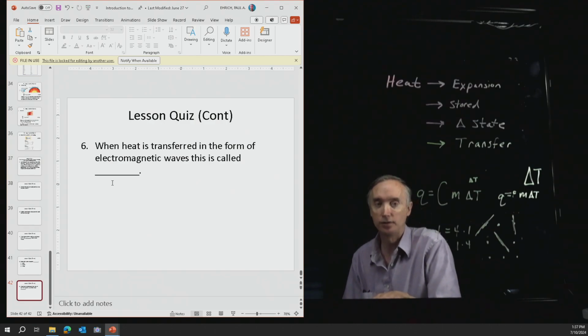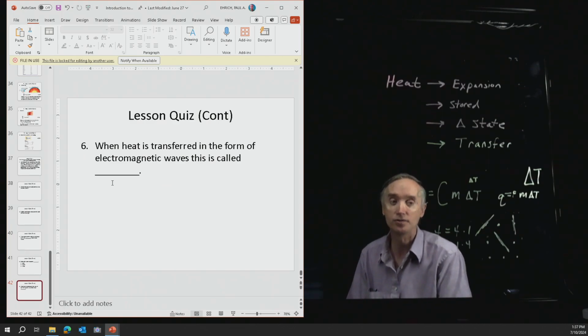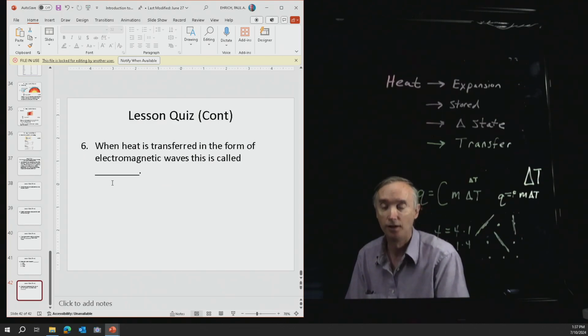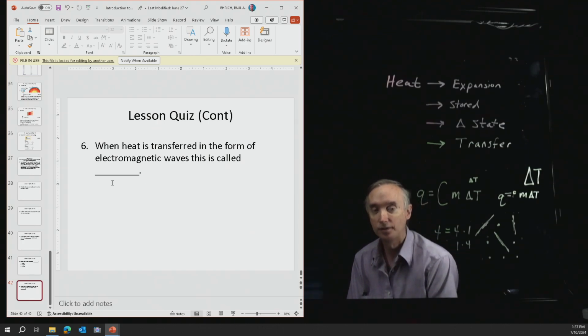Okay, so that concludes this lesson on how does heat affect materials, and this also concludes this unit on the mechanical and thermal properties of materials. So that's pretty much it for my survey of physics.